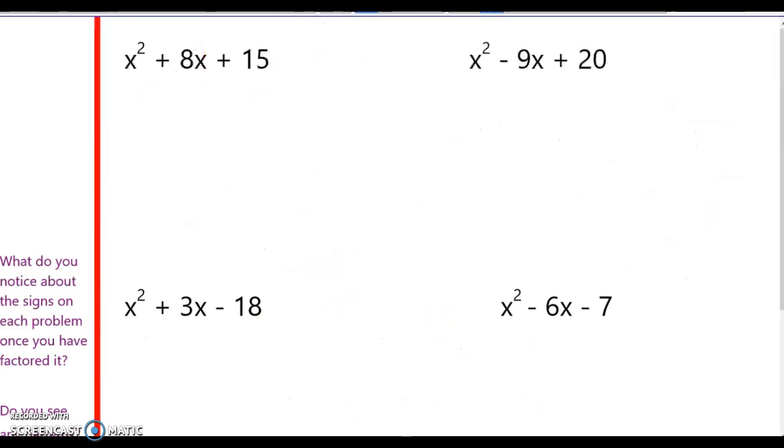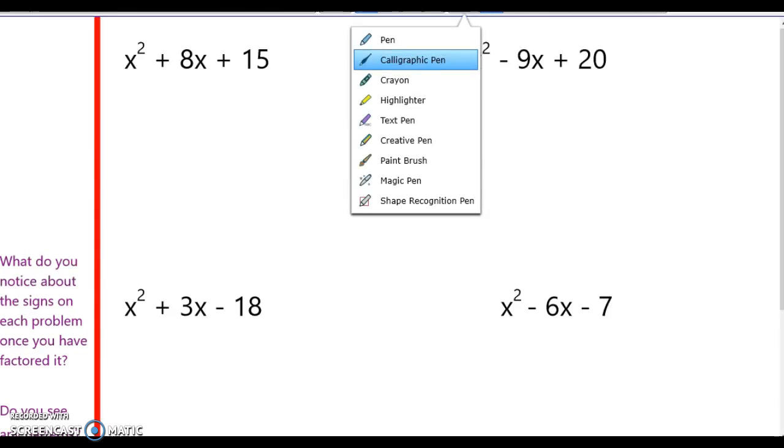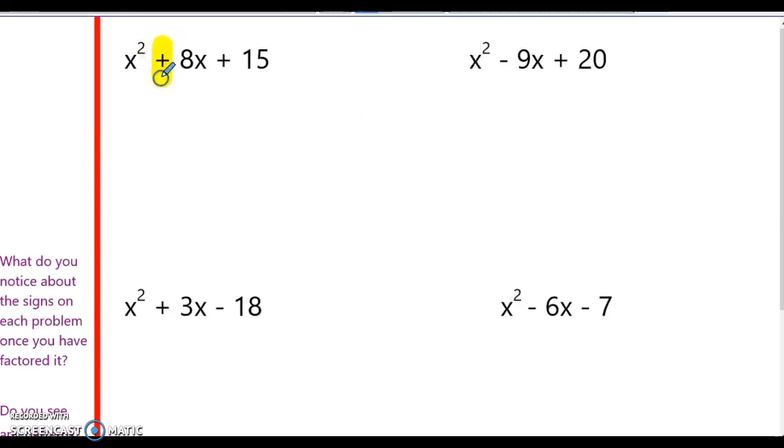Okay, let's try a couple more. I see all sorts of stuff. Look at this one. I just want to make a couple of observations. This one is plus and plus. If that's the case, right away you know something. What do you know about the signs? Yep, it's going to be plus and plus.